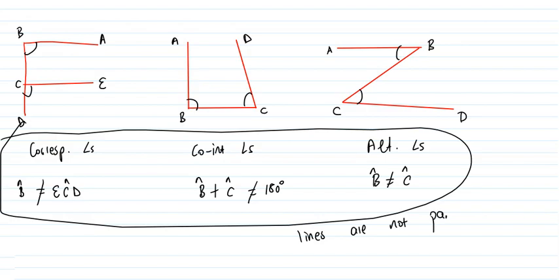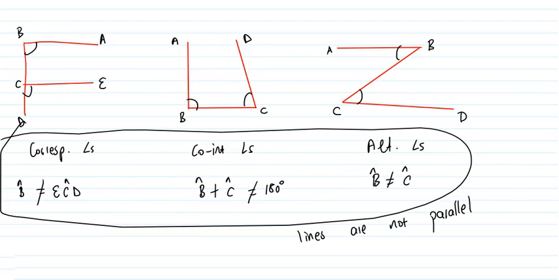So once the lines are not parallel, you will have alternating angles, but the alternating angles won't be equal. Because the lines are not parallel, you will have co-interior angles, but your co-interior angles are not going to add up to 180 degrees. But they will be there. We'll still call them co-interior angles, just that they won't add up to 180 degrees.